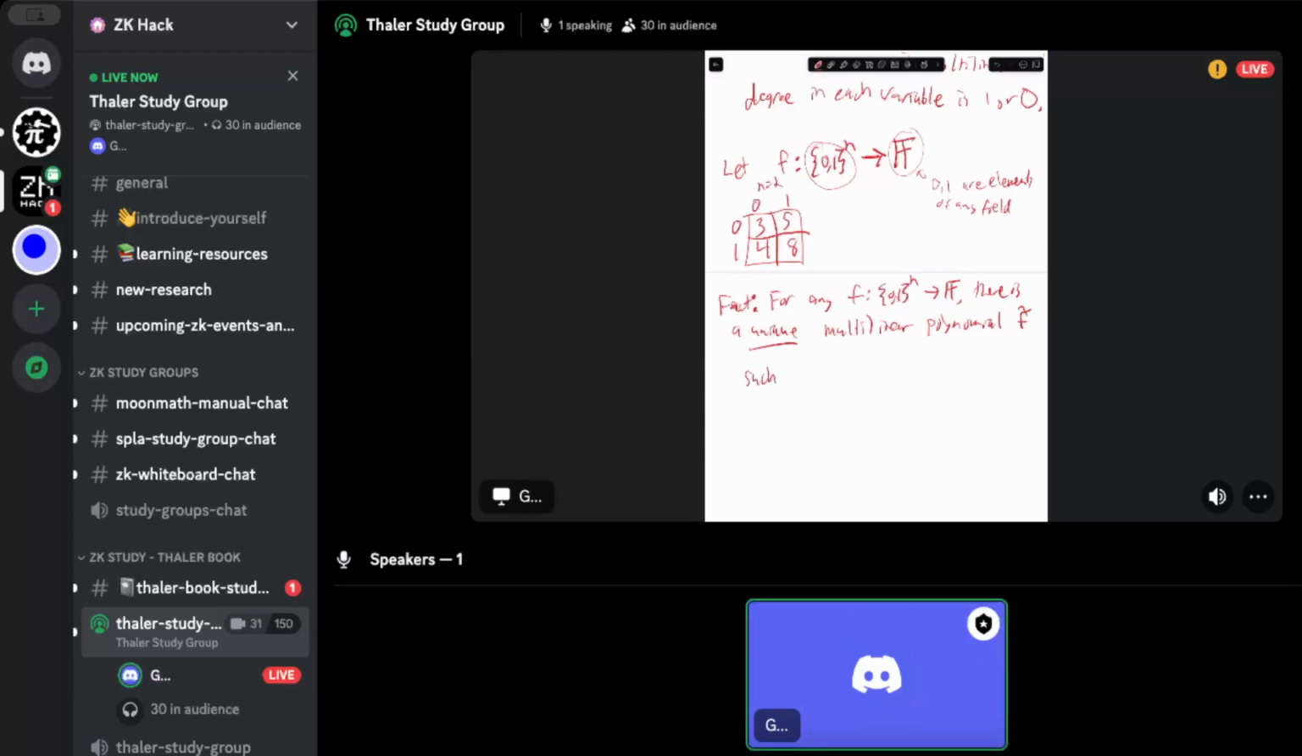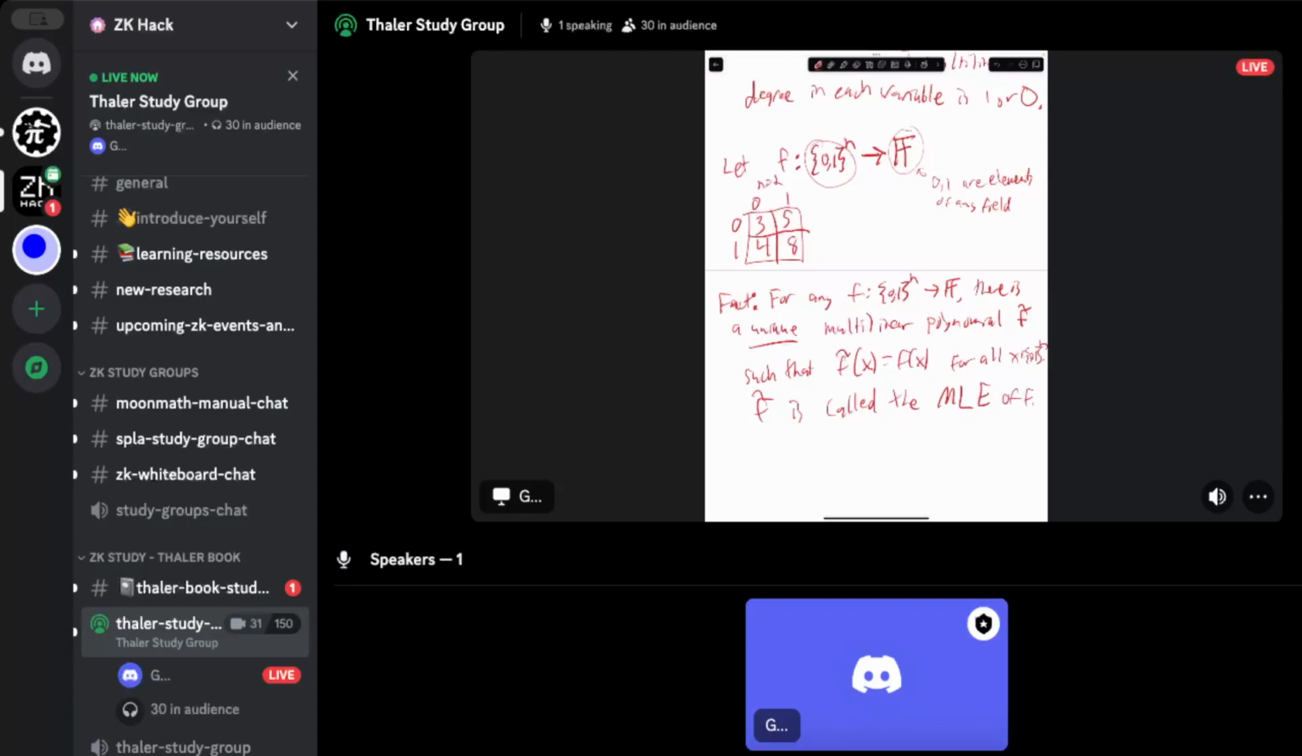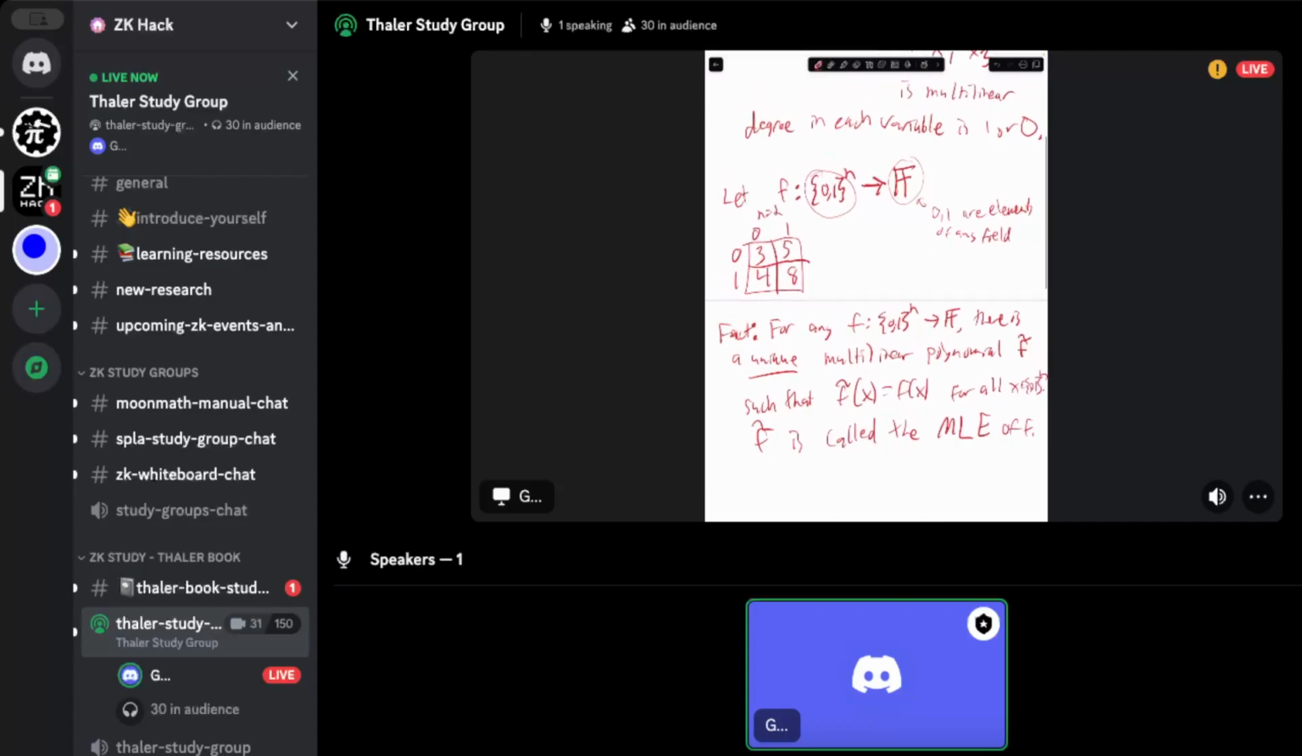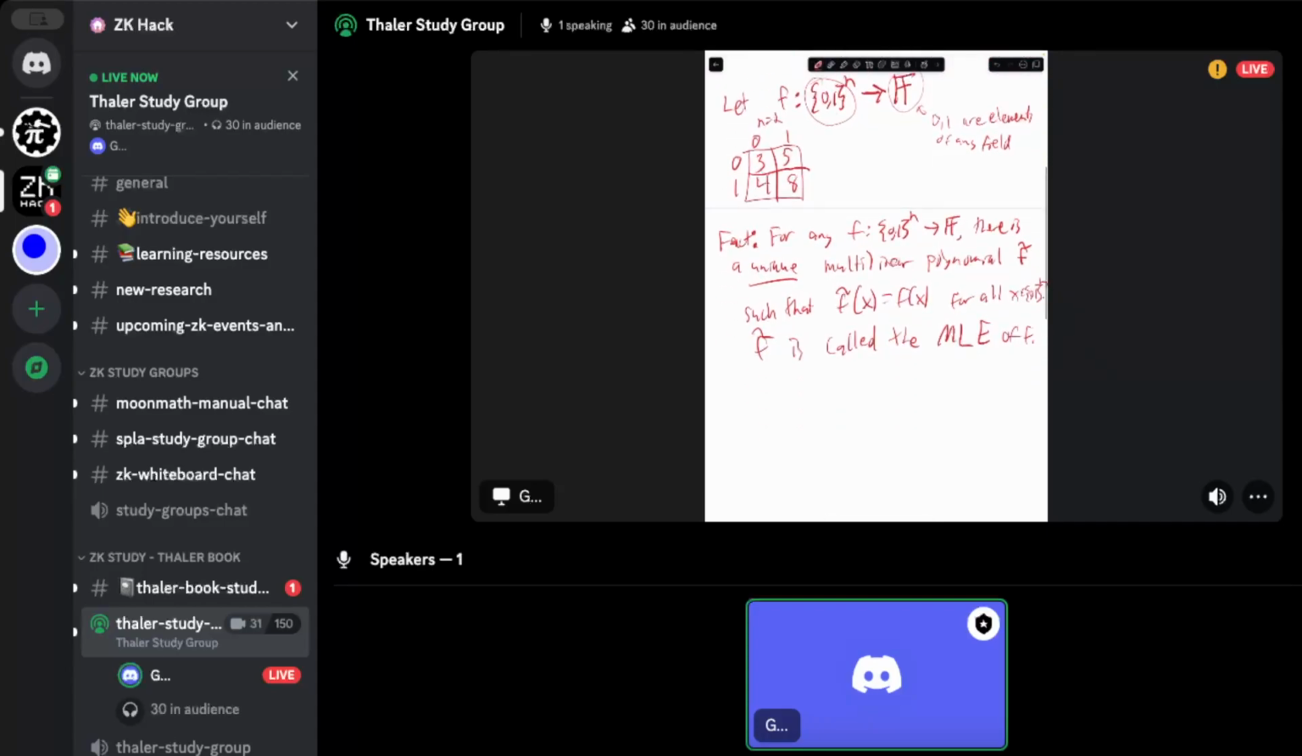That is, if you feed into f twiddle an input in {0,1}^n, you get out whatever f spits out. So f twiddle of x equals f of x for all x in {0,1}^n. This is called a multilinear extension. f twiddle is called the multilinear extension of f, or MLE for short. And it's called an extension because whereas the domain of f is {0,1}^n, f twiddle is a polynomial defined over the field, so you can evaluate it outside of {0,1}.